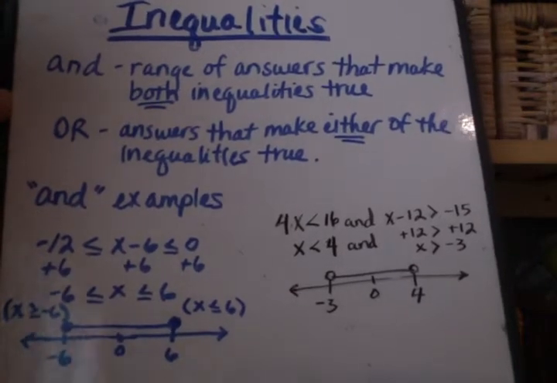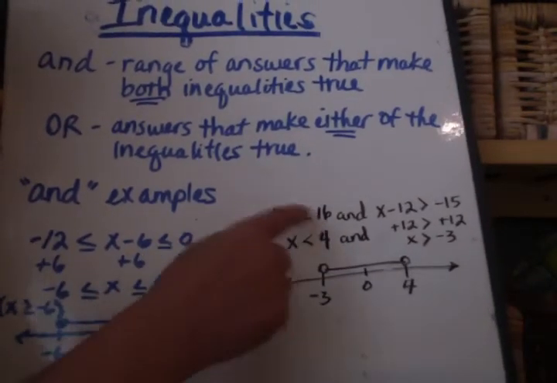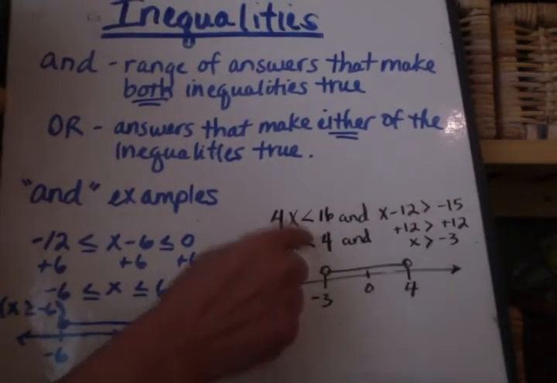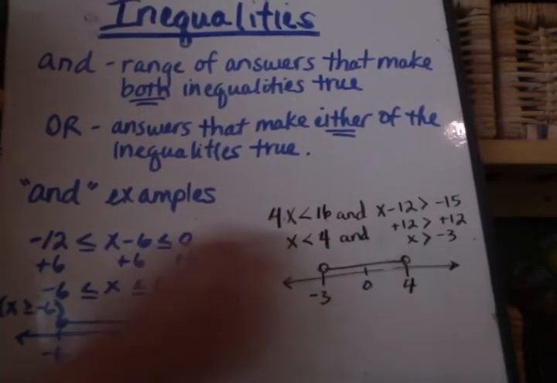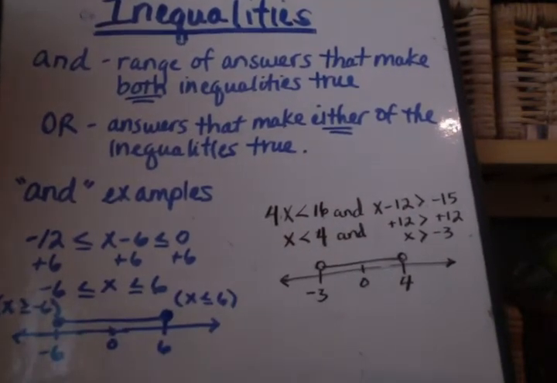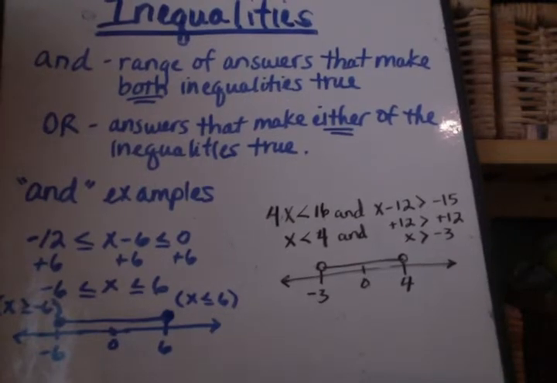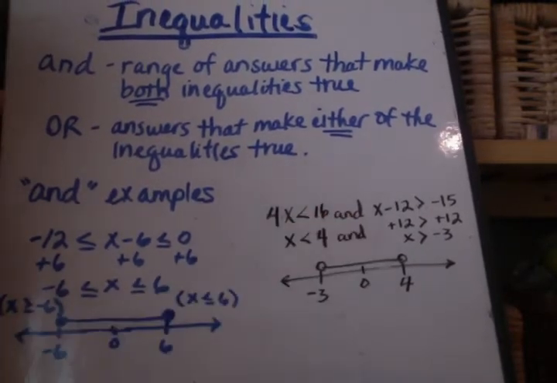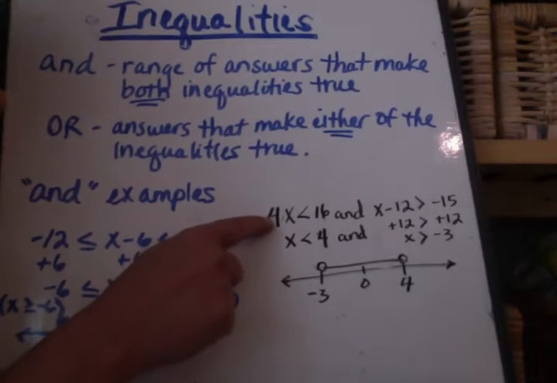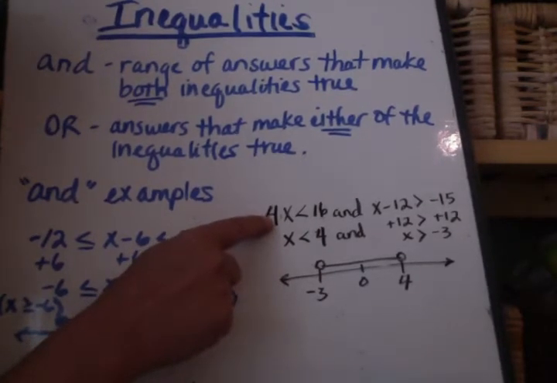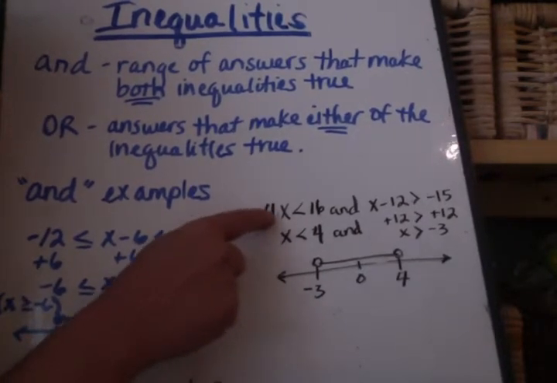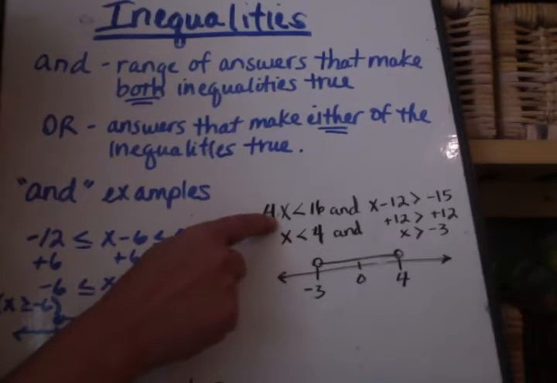Okay, in this situation, we're just going to solve each inequality independently and graph them independently. Wherever they intersect is where that'll be our final solution, because this is an AND. So for this one, I'm just going to divide both sides by 4, because we have a 4x here, it's multiplied. I'm going to divide by 4.